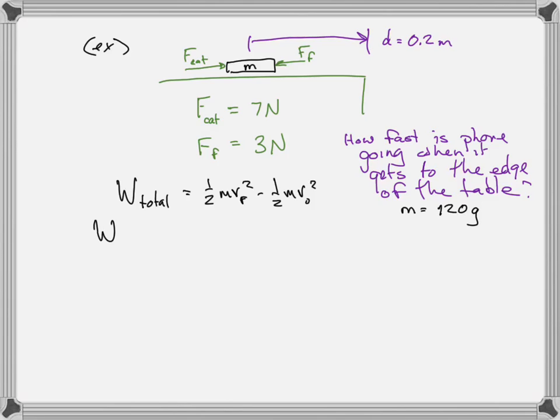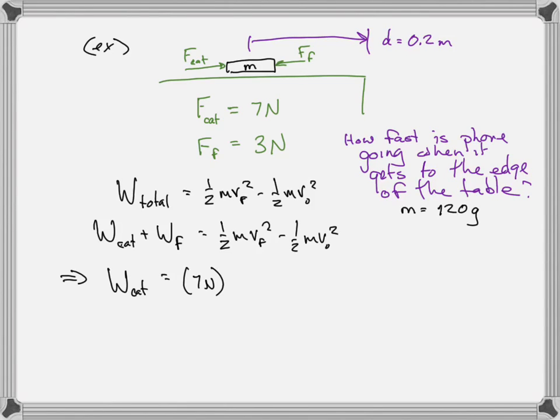The total work done is the work done by the cat plus the work done by the friction, and that equals the change in kinetic energy. So then we just have to write the work done by the cat. The work done by the cat is equal to the magnitude of the force of the cat, 7 newtons, times the magnitude of the displacement, 0.2 meters, times the cosine of the angle between them. Looking at the force of the cat and the displacement, the angle between them is 0, and so that is 1.4 newton meters.